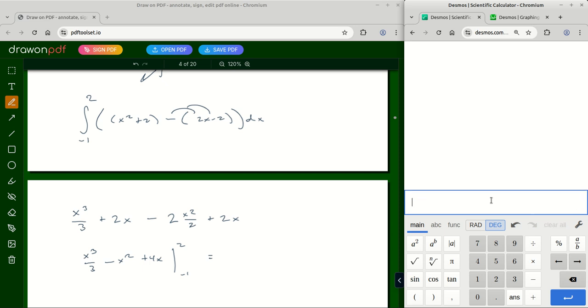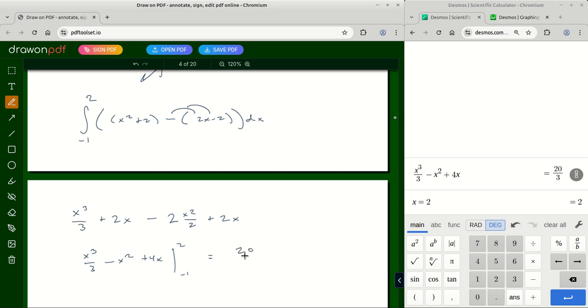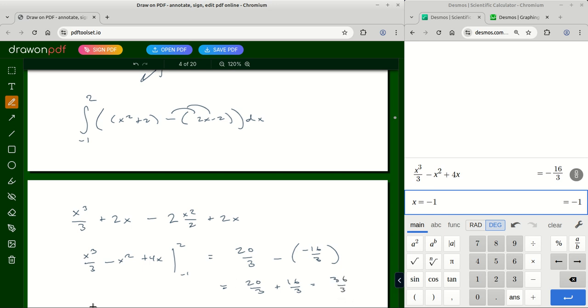There's another way to do this, and what you could do is type that function, essentially, in here to Desmos, and then you can plug in the 2 and then plug in the -1 manually. So I got 20 over 3 minus, and then I'm going to plug in a -1, and this is a negative, so it's minus a negative. 2 negatives are going to make a positive there. So I got 20 over 3 plus 16 over 3 is 36 over 3, which is a 12. And there we go.